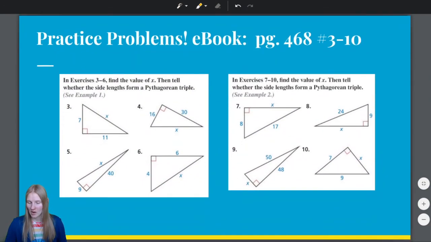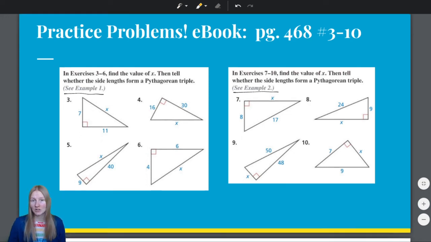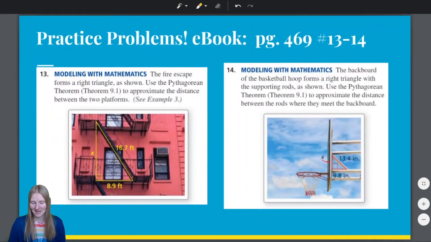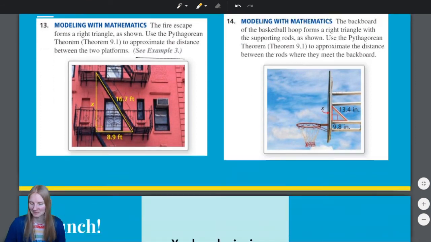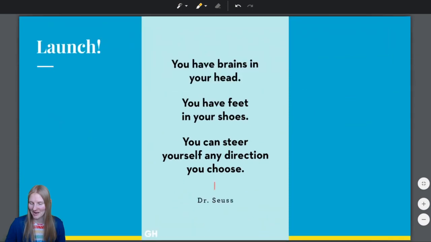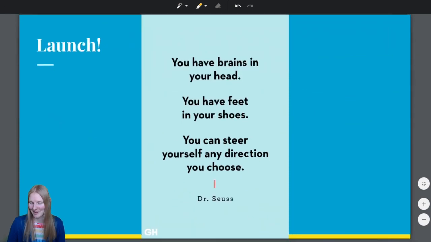The practice problems for this video actually fit on 2 slides. We have some like example 1, some like example 2, and you guessed it, some like example 3. So, try these practice problems to assess your understanding, to practice the skills that you have learned in this video. And as always, we will end with a launch.